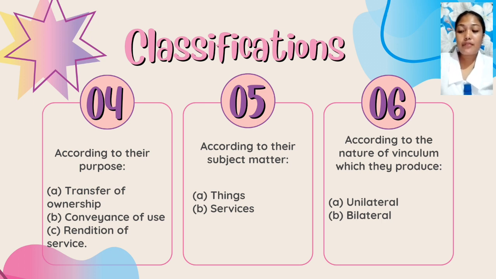So the sixth one, we have here according to the nature of the vinculum which they produce. First, we have here unilateral, or those which give rise to an obligation for one of the parties. Examples here are the comodatum and the gratuitous deposit. The next one, we have here the bilateral, or those which give rise to reciprocal obligations for both parties. Examples here are the sales and the lease.